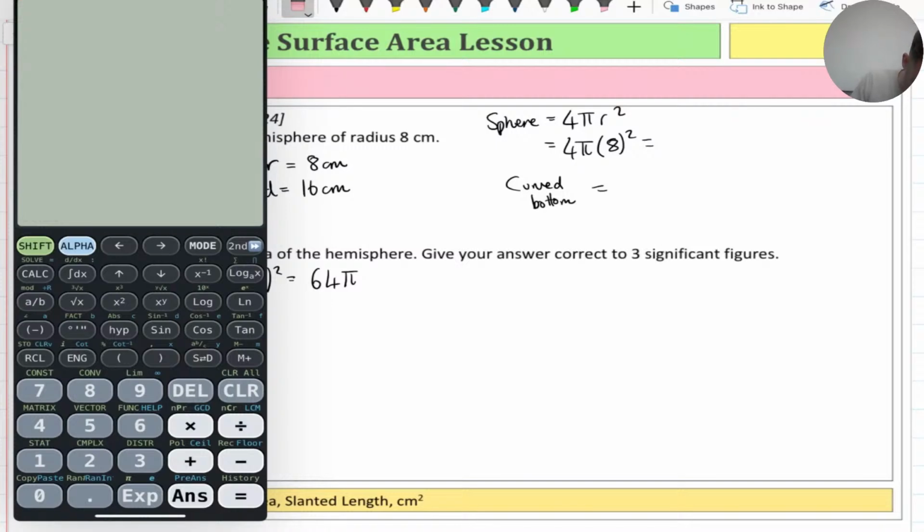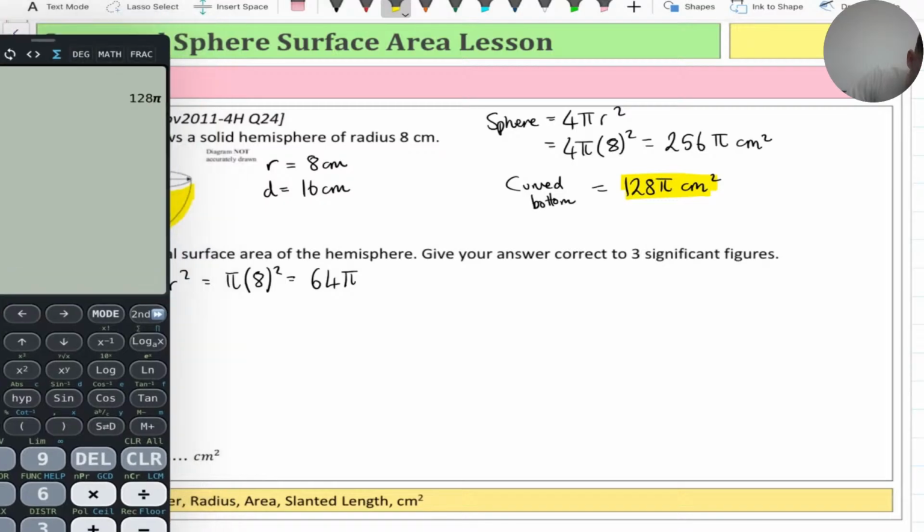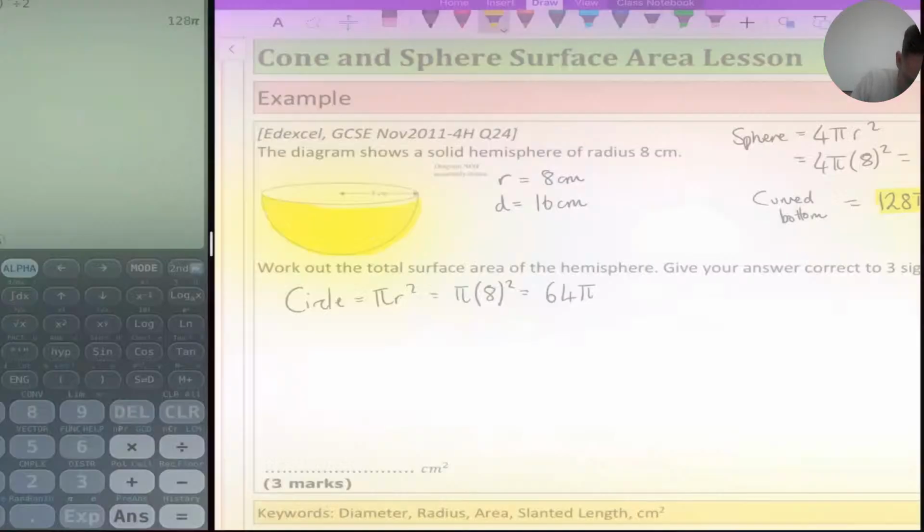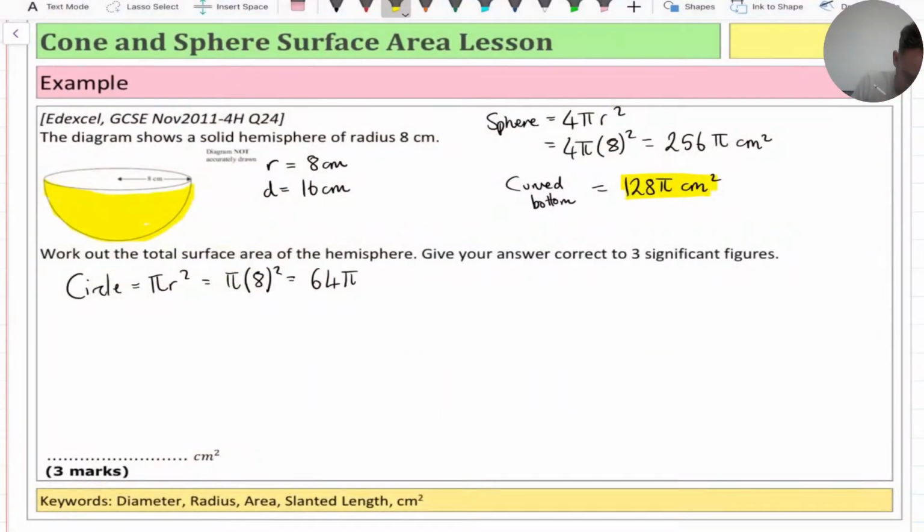So 4 shift pi times by 8 all squared is equal to 256 pi centimeters squared. So the curved bottom is going to be half of that, divided by 2, which is equal to 128 pi centimeters squared. I'll highlight that because we know it's the bottom. So we then need the circle, which is 8 squared, so it's 64 pi.